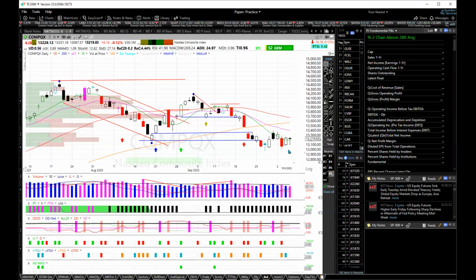So we're still in the search for that, and that's something else to watch out for: the William O'Neill follow-through day, which can be an indicator of getting some level of confirmation as to where this market's going to be headed.